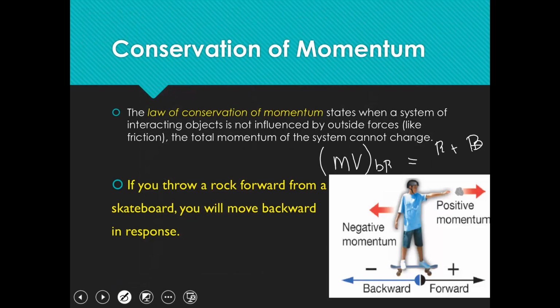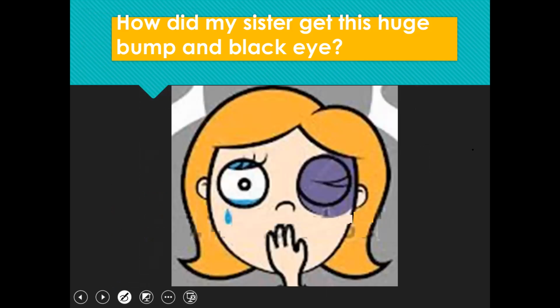That's why the momentum before throwing the rock equals the momentum after throwing the rock. Before equals after in the system. Let's have examples here. Now remember this girl. How did my sister get this huge bump and black eye? She has here a gun in her hand. She pressed on it, but after she did this, she found that she has a huge bump and black eye on her face. Later on, we will see why the girl looks like this.